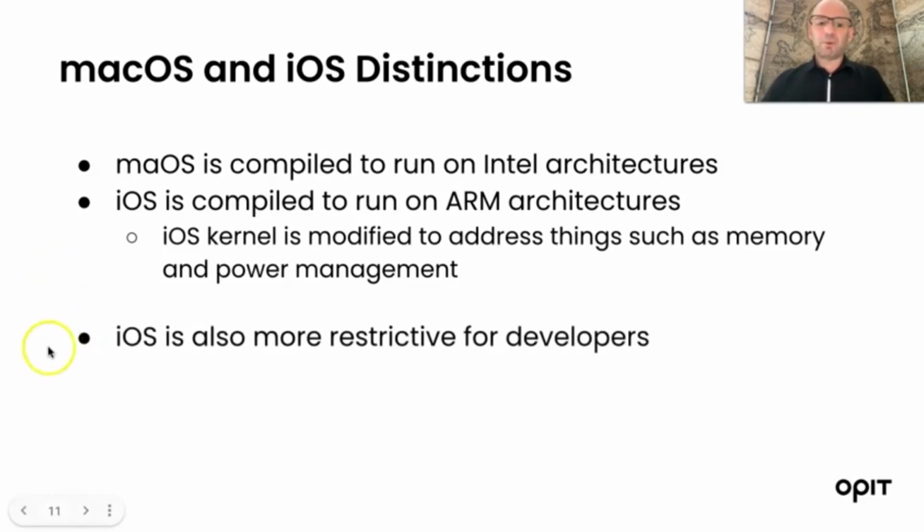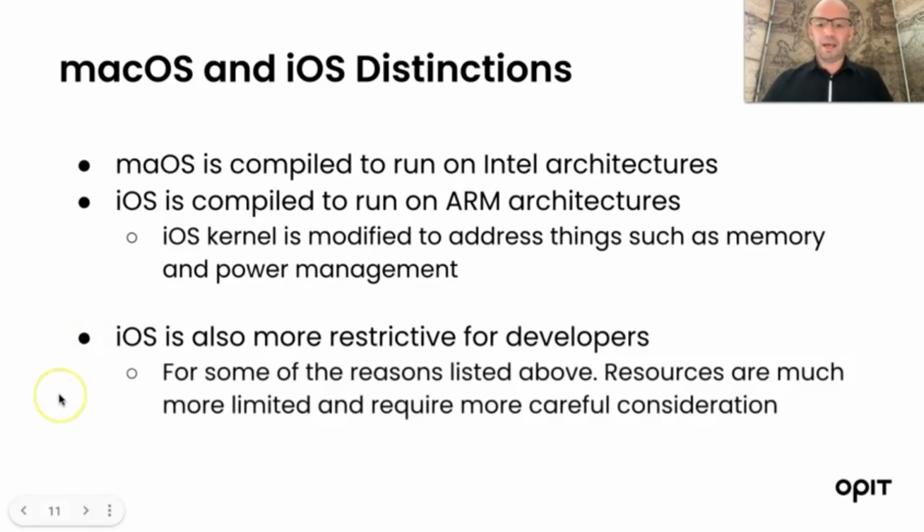The iOS is also more restricted to developers, and that makes sense because resources are much more limited and require much more careful consideration. So if you give app developers more freedom, it's possible that they can create applications that, for example, drain your battery in a very short period of time, and that can be quite frustrating to users who may blame the iOS then when in fact it is perhaps the application developer.